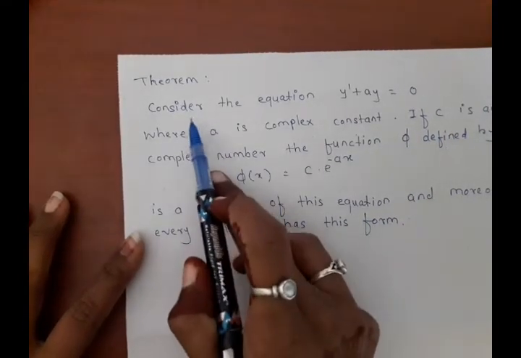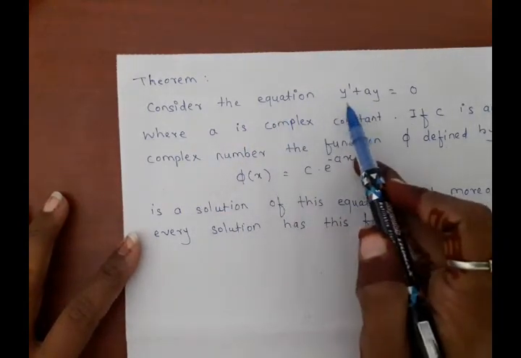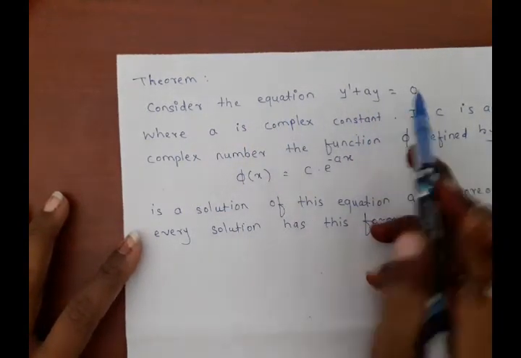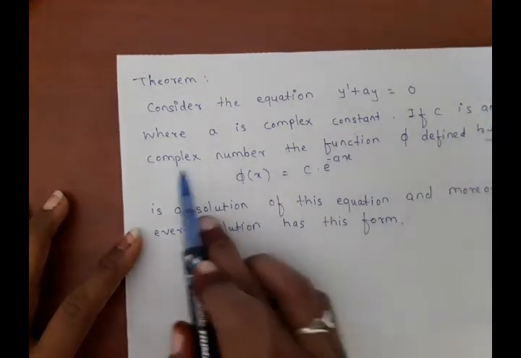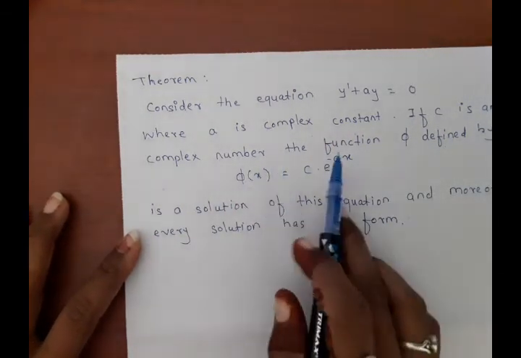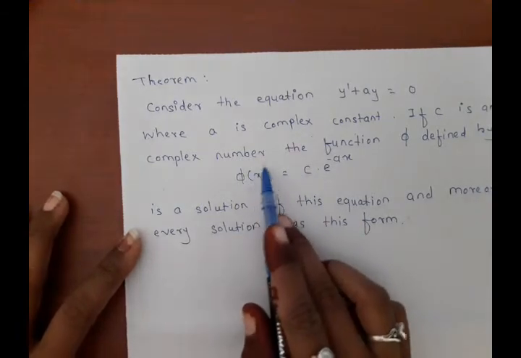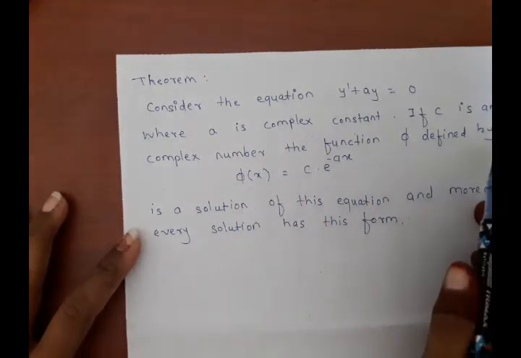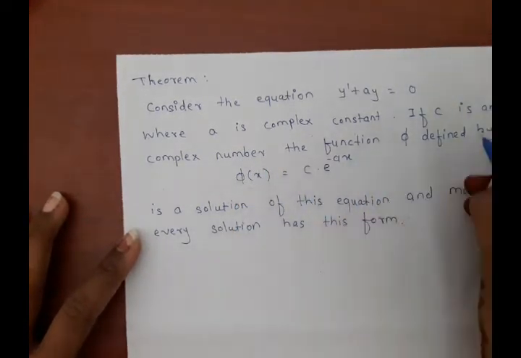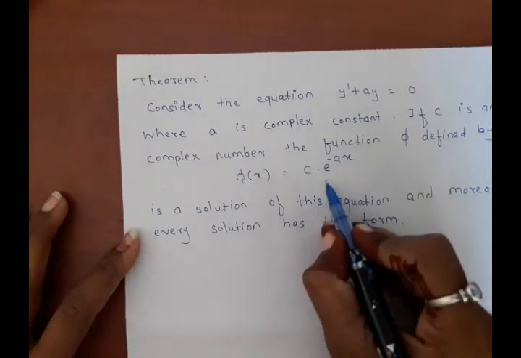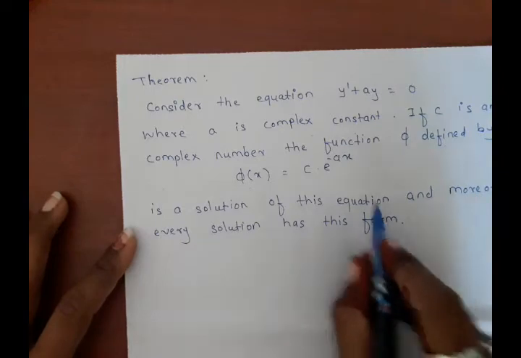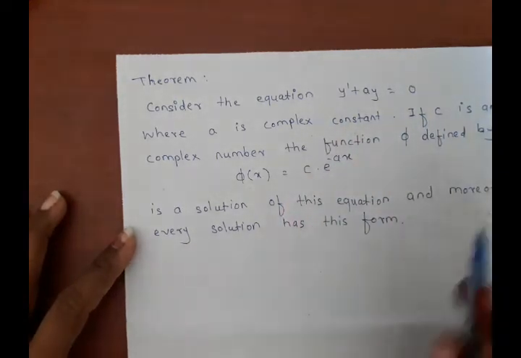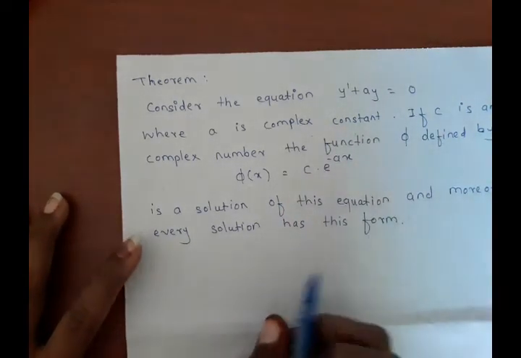So the theorem is: consider the equation y' + ay = 0 where a is a complex constant. If c is any complex number, that is c is in the form a + ib, the function phi defined by phi(x) = c e^(-ax) is a solution of this given equation, and moreover every solution has this form.